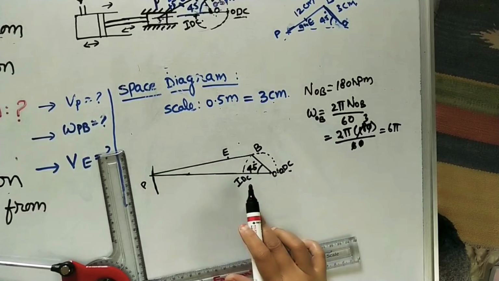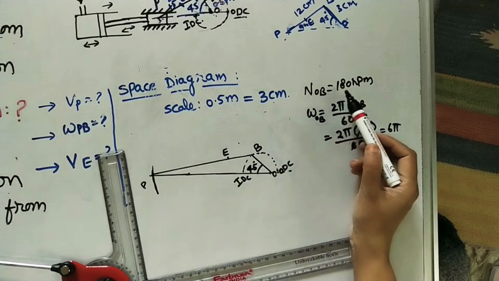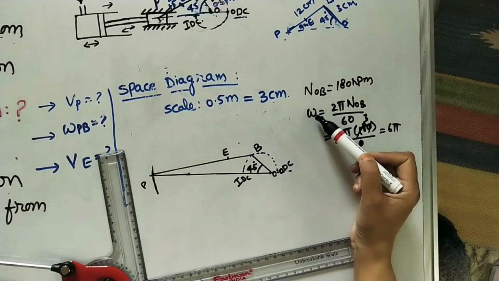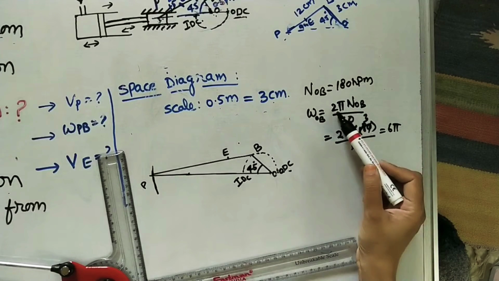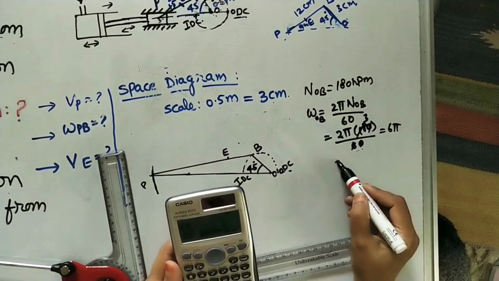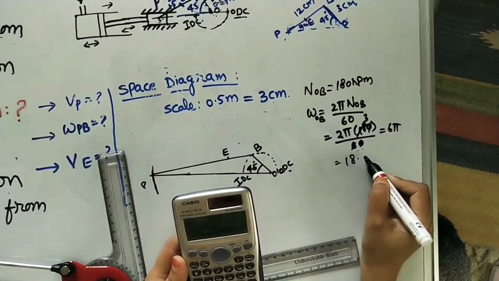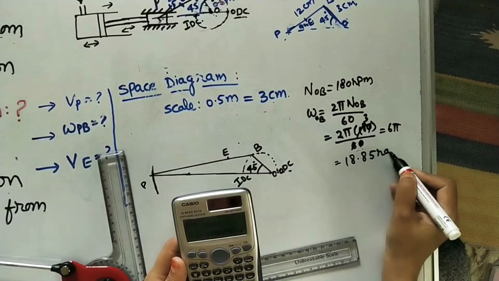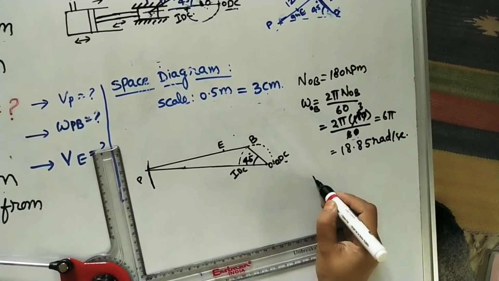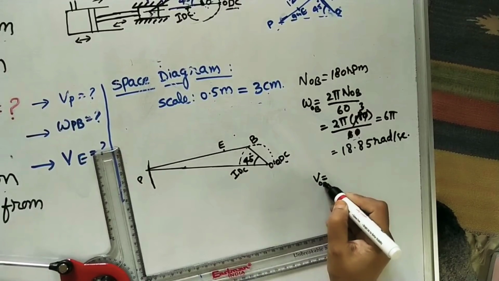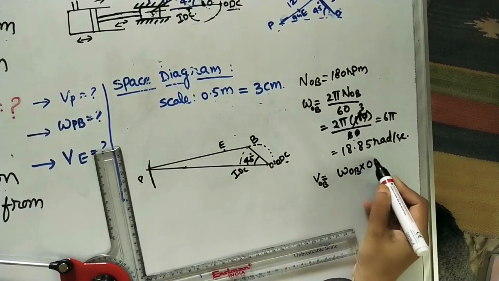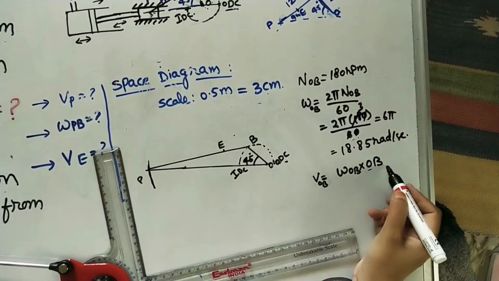Now, after constructing this diagram, the other given data is that the crank is running at 180 RPM. Here the angular velocity I am taking as small w or omega, equal to 2 pi N OB by 60. 2 pi N OB means 180 divided by 60, so we are getting 6 pi. By using a calculator we are getting 18.85 radians per second. Our main aim is finding the linear velocity. So the linear velocity of the crank, V OB, is equal to omega OB into the length of the link OB, or the length of the crank.